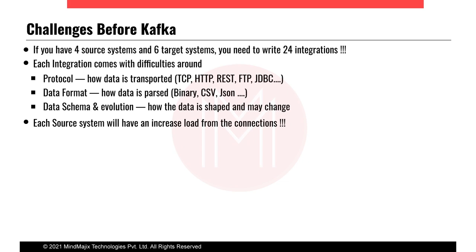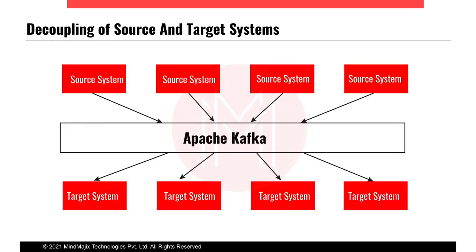And each and every source system will have an increased load from the connections. When you design a custom solution to fix all these kinds of problems, each source system again will have an increased load, which will ultimately impact the performance of the communication between source and target systems. To solve this, Apache Kafka came into the picture.